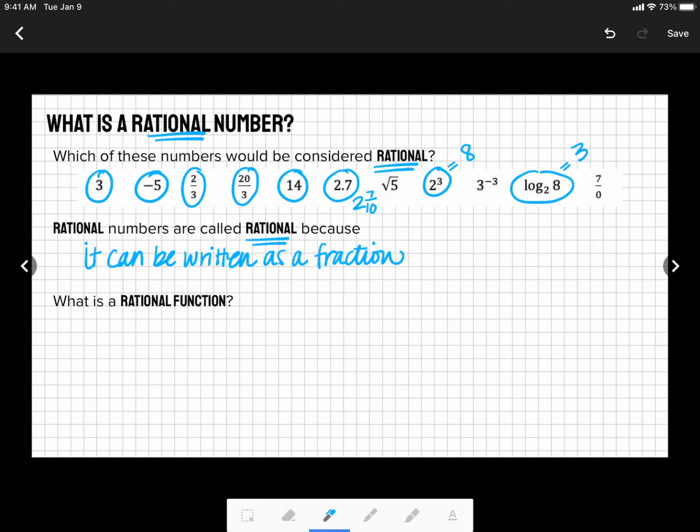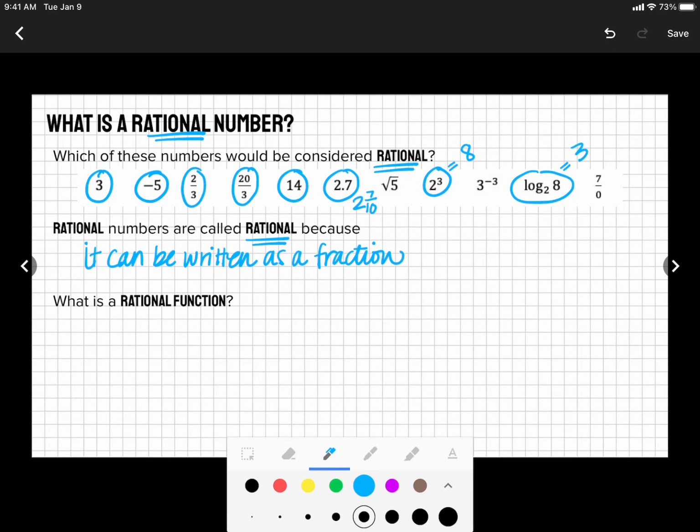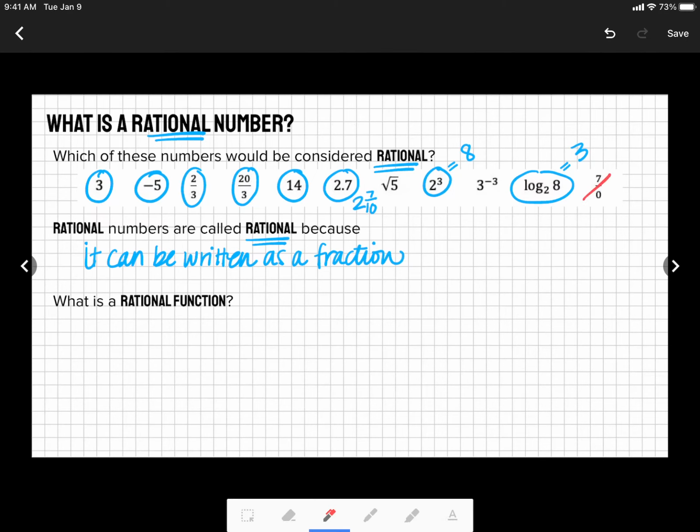Are these always rational? No, there are some that are not rational. 7 over 0, not rational? It's not. Does anyone have a hint why it's not rational? 2 over 0? Yeah, our denominator cannot equal 0. So there we were able to write it as a fraction, but never with a 0 denominator.